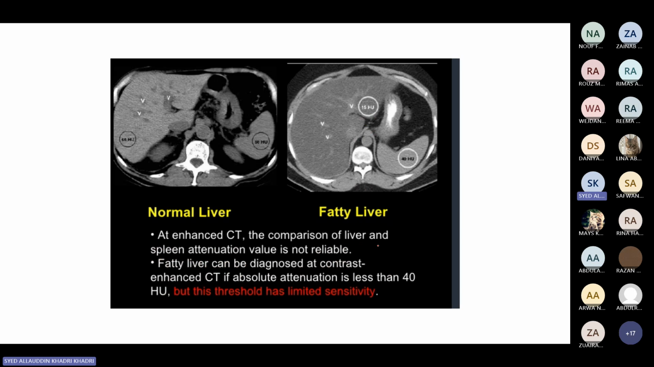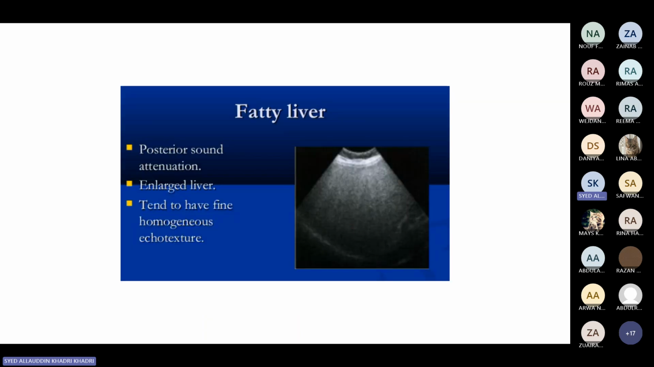Okay. And in the CT scan, you can see the enhanced CT, the comparison of the normal liver with the fatty liver. You can see increased liver and spleen attenuation. You should use these terms. Fatty liver can be diagnosed on contrast enhanced CT if absolute attenuation is less than 40 HU units. You can see the fatty liver, posterior sound attenuation, enlarged liver. You can see all this enlarged area with a heavy, fine, homogeneous echo texture. These terms have to be used by you. Why I'm telling you this is you should get familiar with the terminologies.